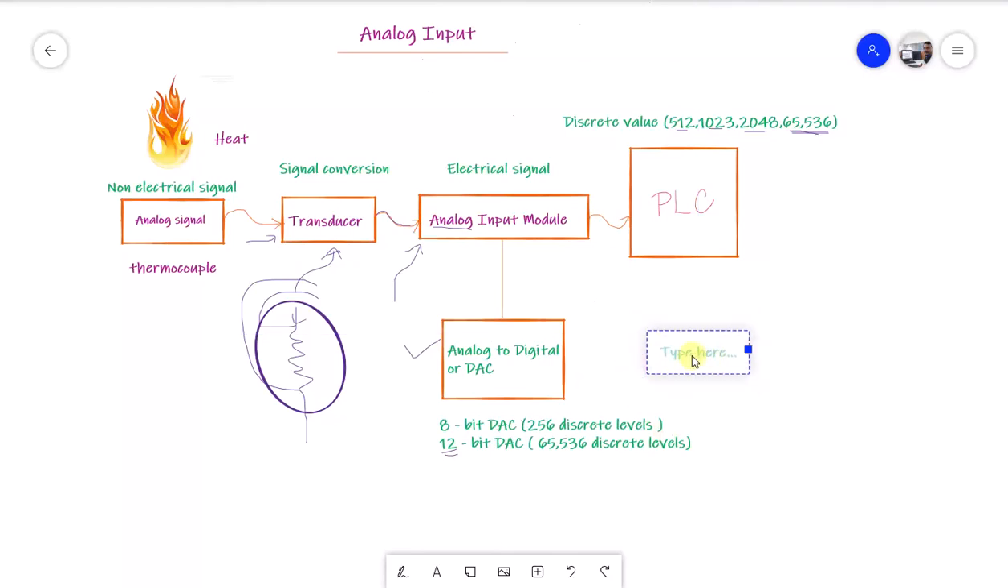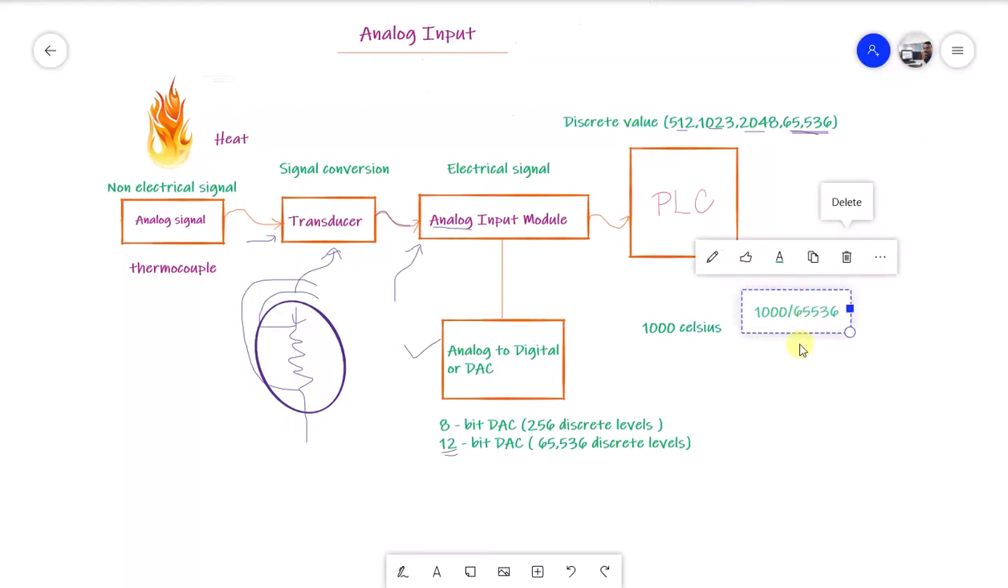Say suppose your process specification is 1000 degrees Celsius, and your DAC resolution is 12-bit. 12-bit means 65,536. Then what happens? What is the temperature? 1000 divided by 65,536. Now we will get a small value, the smallest value you can read.